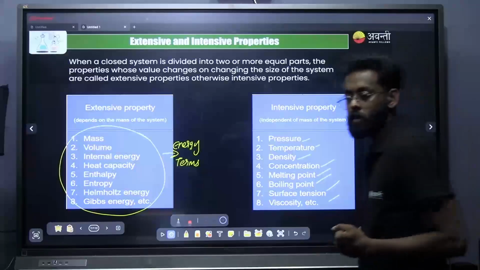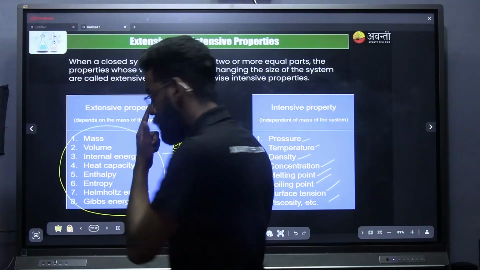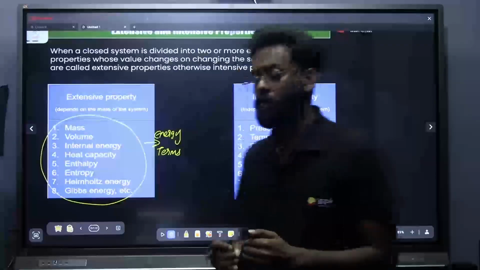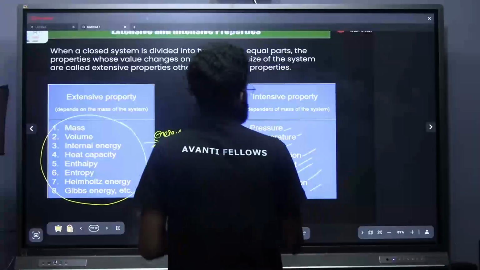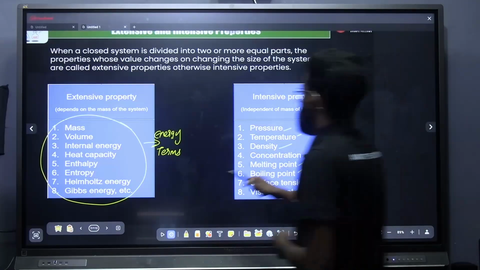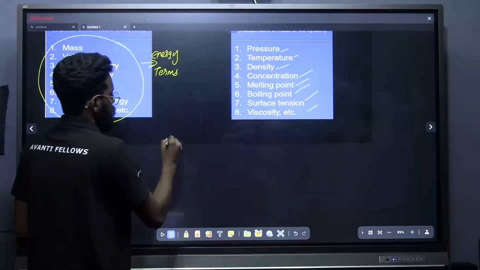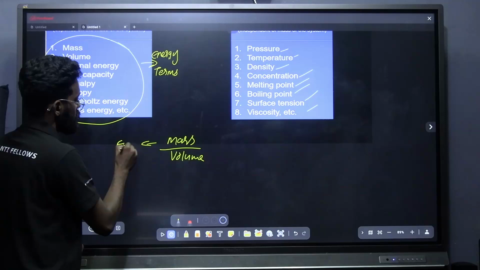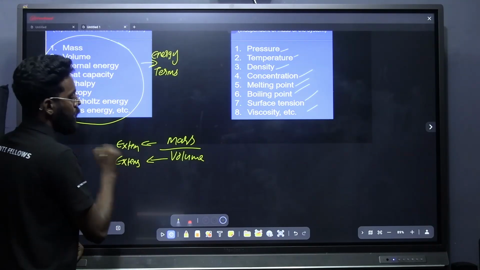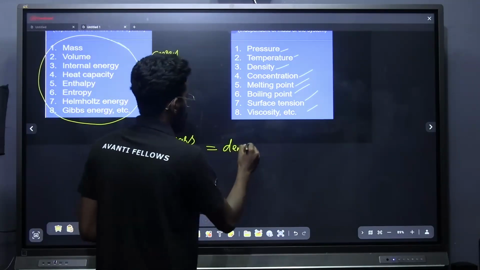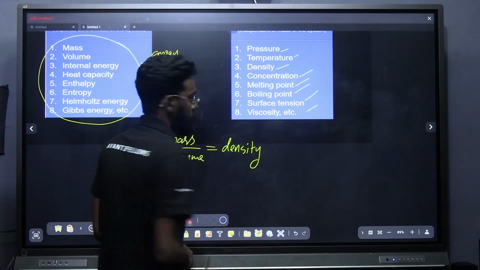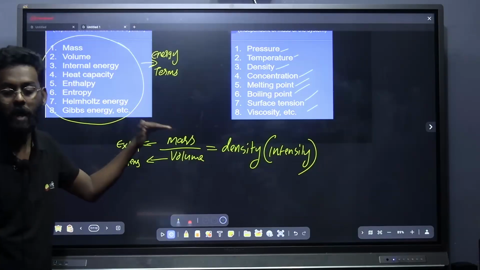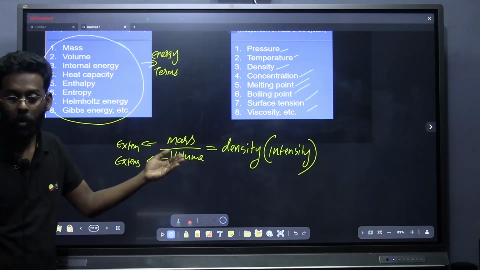Okay, yes. How do some properties become intensive after dividing? After dividing two extensive properties, it becomes intensive. That is, if I am dividing two extensive properties, that is mass by volume. Mass is extensive, and volume is also extensive. If I am dividing these two, what is going to happen? I will be getting density, and the density is what? Intensive property.